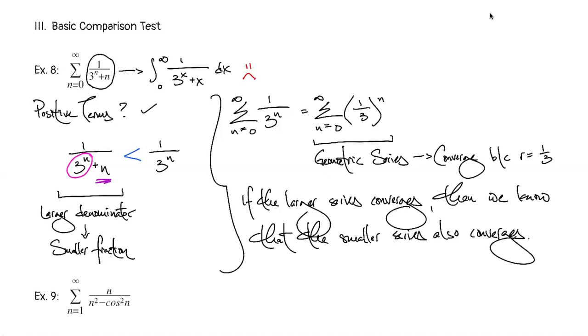Okay, so if the larger series converges, so we were able to show that we came up with one that was larger than the one we had. And the one that we came up with, we knew that that converged. That means that our original infinite series also converges.